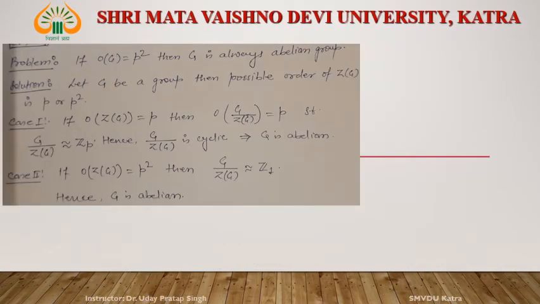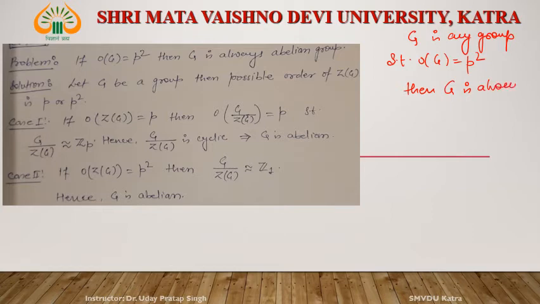See another example. If G is any group such that the order of G is P square, then G is always abelian. This G is always an abelian group. See the proof.